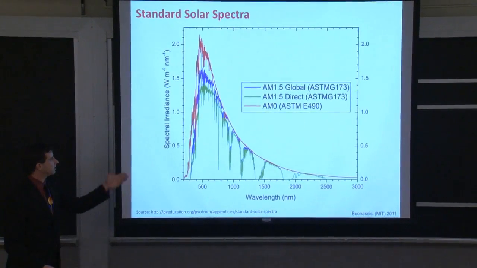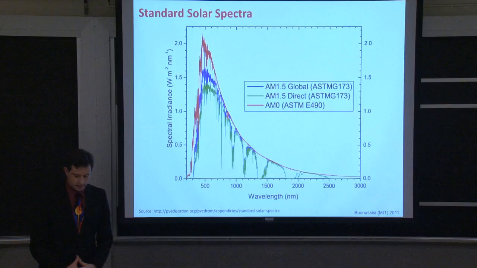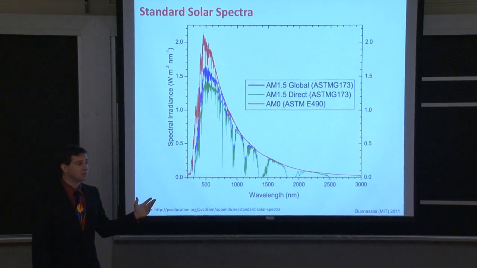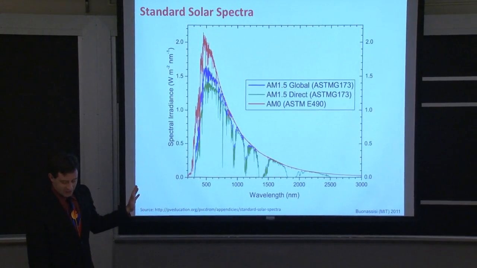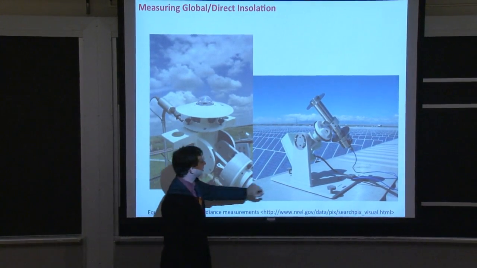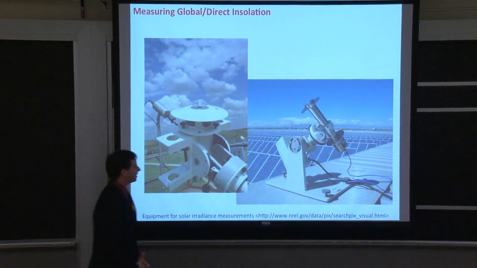If you integrate over all wavelengths, that's about 90% of the global full hemisphere measurement. Any questions so far about this? Okay, so that's pretty straightforward, and the measurement devices for the global and direct measurement today.